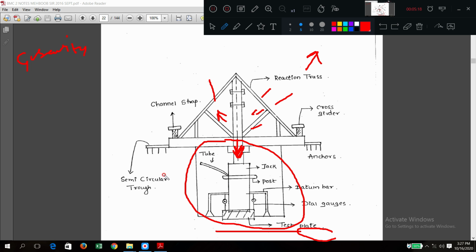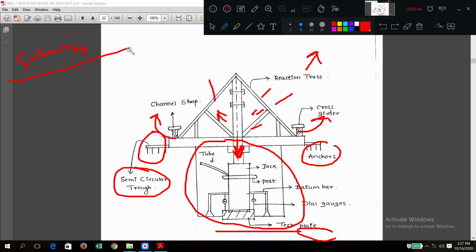To make it more stable, a semicircular trough arrangement is there, anchors are there, cross girders are there, everything is there. Okay, so in the reaction truss, by adding more members, load is put on the loading post, settlement is occurring, and that is measured with the dial gauge. Simple words you can understand.